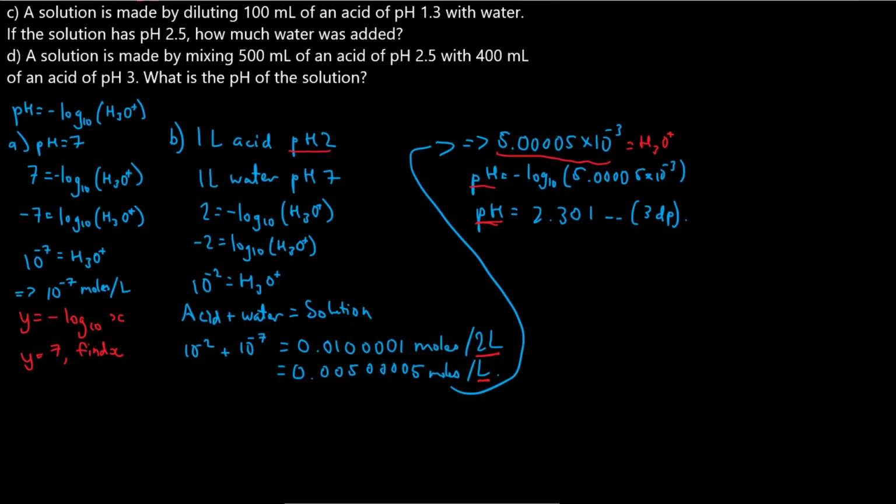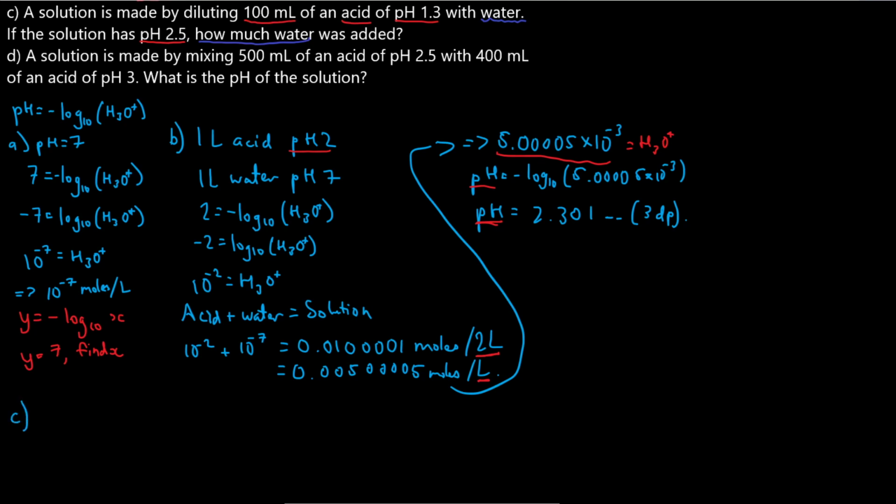A solution is made by diluting 100 milliliters of an acid. So we've got a capacity there. We know it's an acid and we've got a pH of 1.3 with water. We've got some water. Excellent. If the solution has a pH of 2.5, that's another key piece of information. How much water was added? So we're looking for water. How much water was added? Well, let's write that key information down.